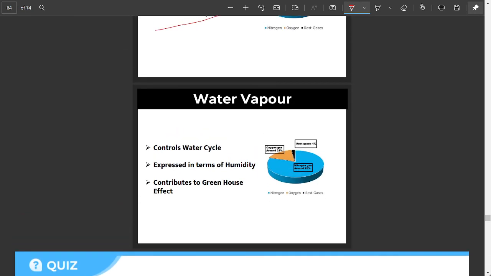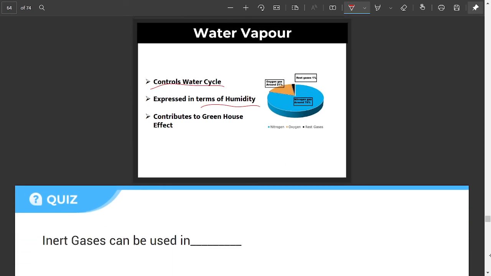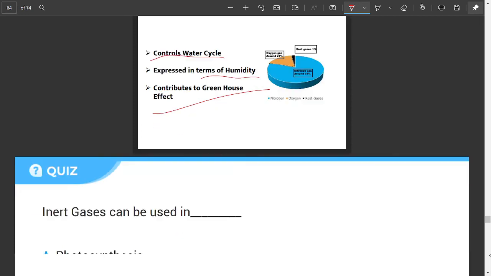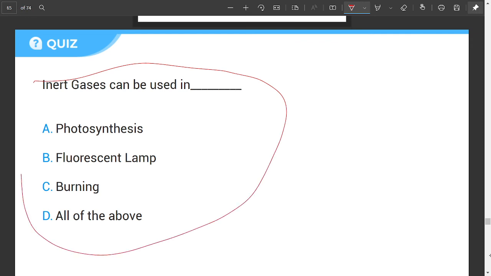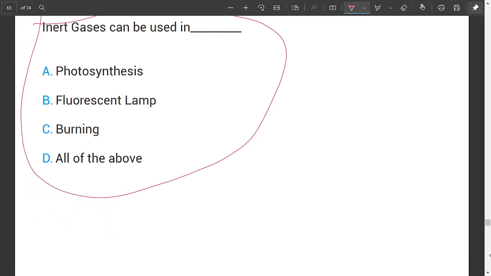Water vapor. It helps in the water cycle. It is also expressed in the humidity, as I told you already. It contributes so much to the greenhouse effect. Greenhouse effect is very much important for us. Now you can tell this in the chat box. This is very, very hard.